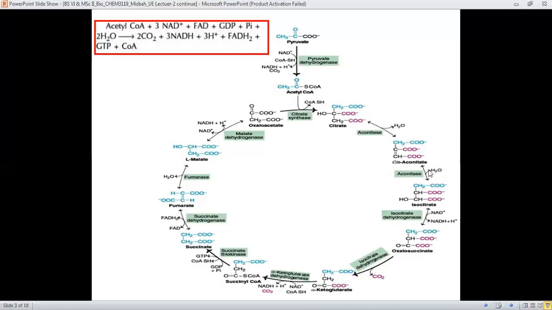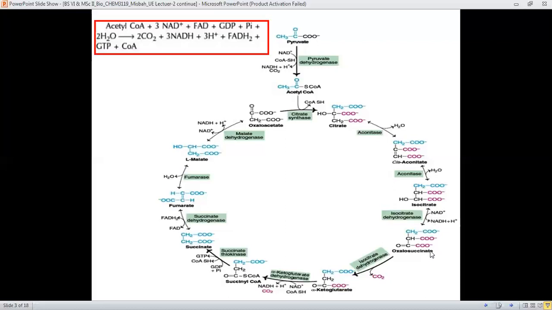Therefore, the water molecule, which is again introduced in cis aconitate, results in the formation of isocitrate instead of citrate. Now the hydroxyl group goes to the position of this carbon instead of the central one. Therefore, the name is isocitrate. We have a structure somehow similar to citrate but different only at one carbon.